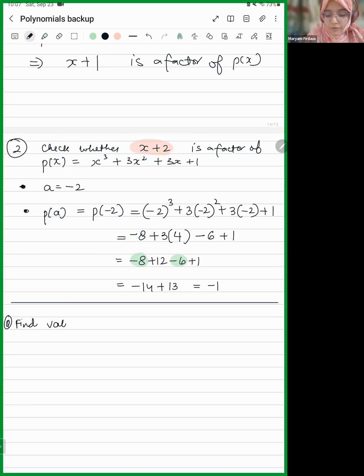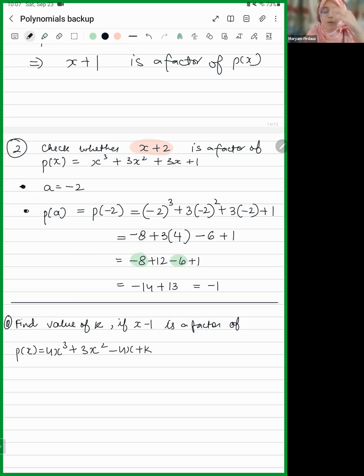Okay. Find the value of k if x minus 1 is a factor of 4x cubed plus 3x squared minus 4x plus k. So this is your p of x. You have to find the value of k.